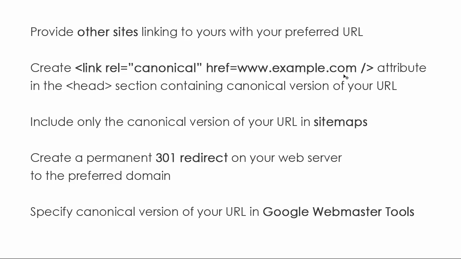Create this attribute in the head section containing the canonical URL. It prevents Google from indexing duplicate content, and it transfers the ranking to the canonical URL. This tag is recognized by all the major search engines. Include only the canonical version of the URL in all sitemaps. The more clues search engines get regarding which domain is correct, the better.